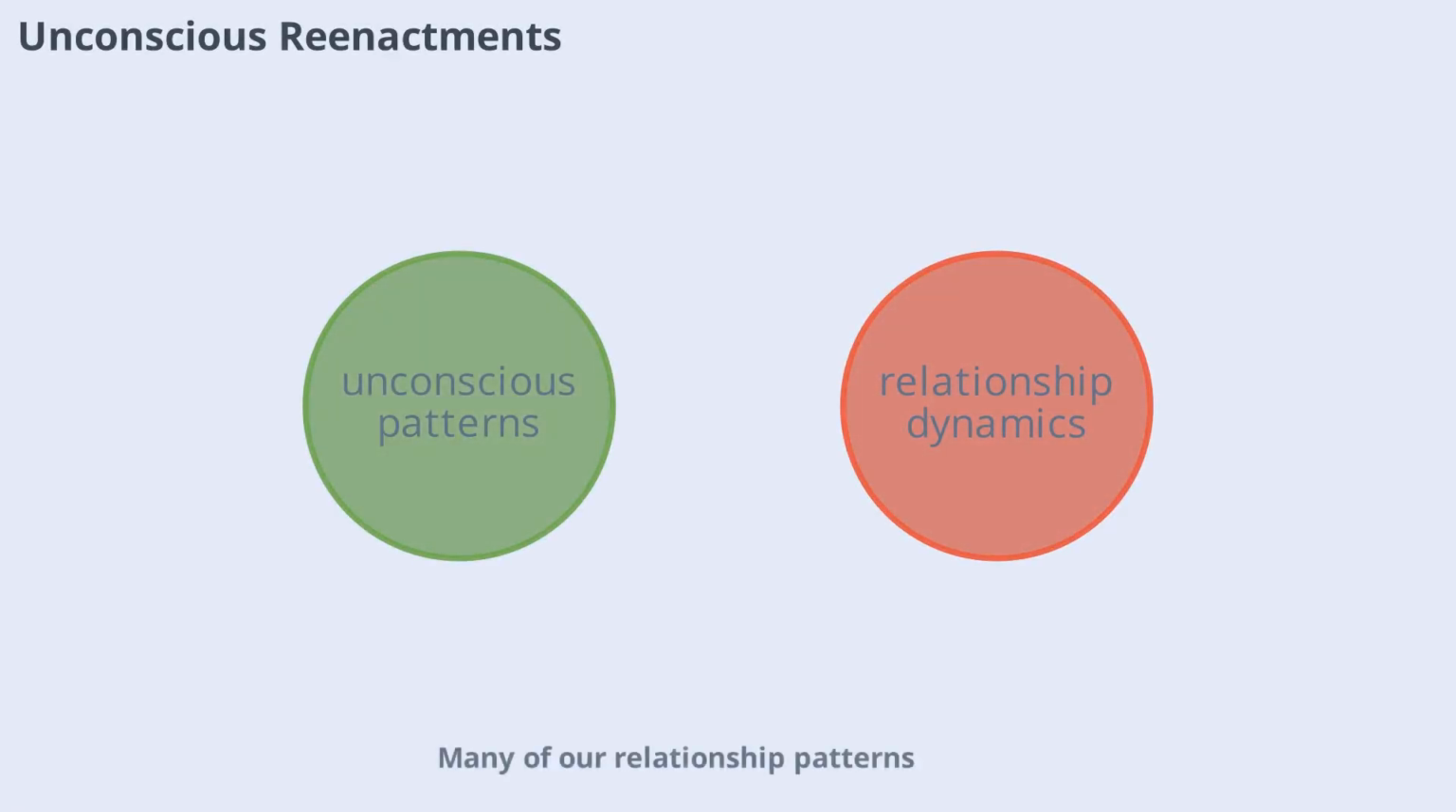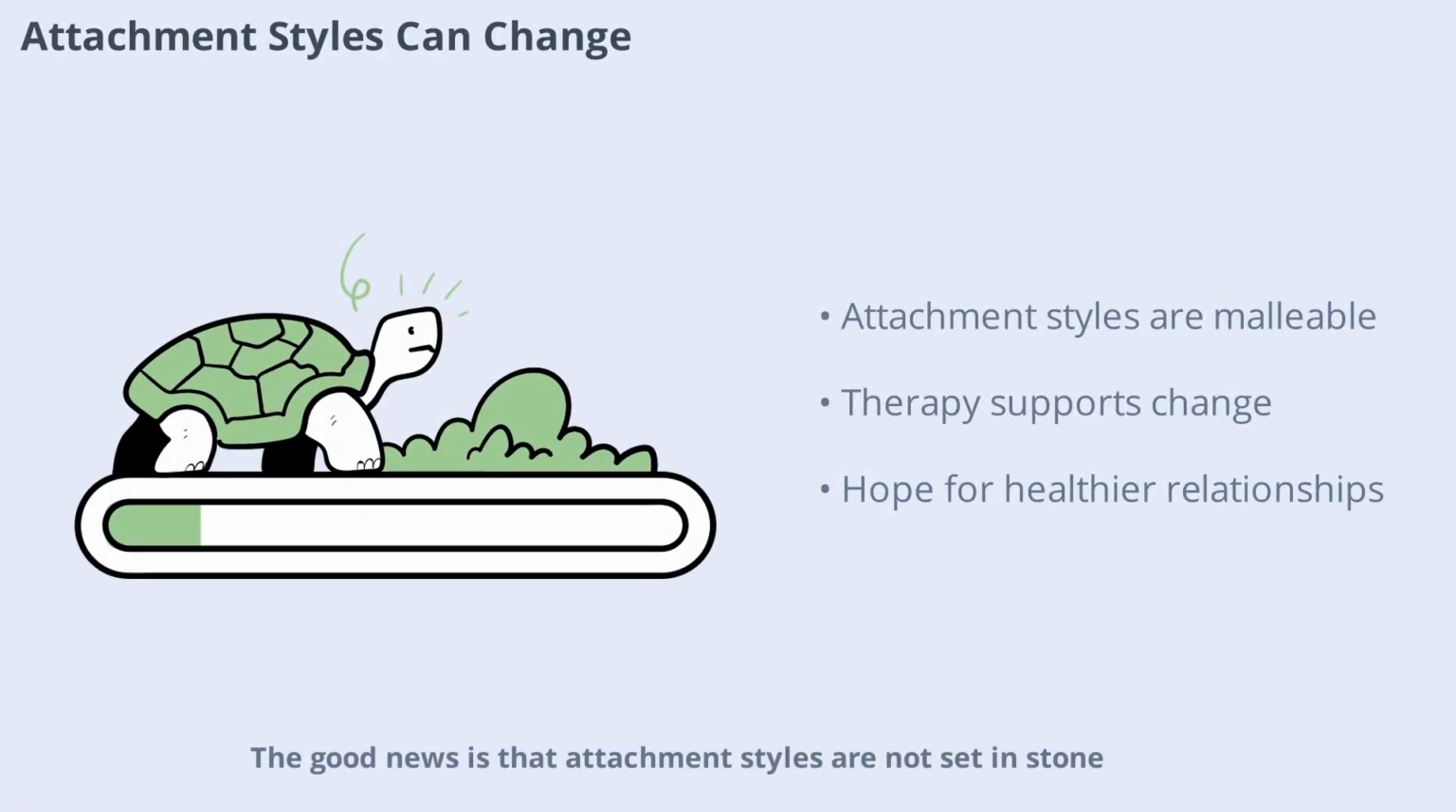Many of our relationship patterns are unconscious reenactments of childhood experiences. We may not realize why we're drawn to certain people or why we react so strongly to specific situations. By bringing these patterns into awareness, we can begin to make more conscious choices and break free from cycles that no longer serve us. Good news is that attachment styles are not set in stone.